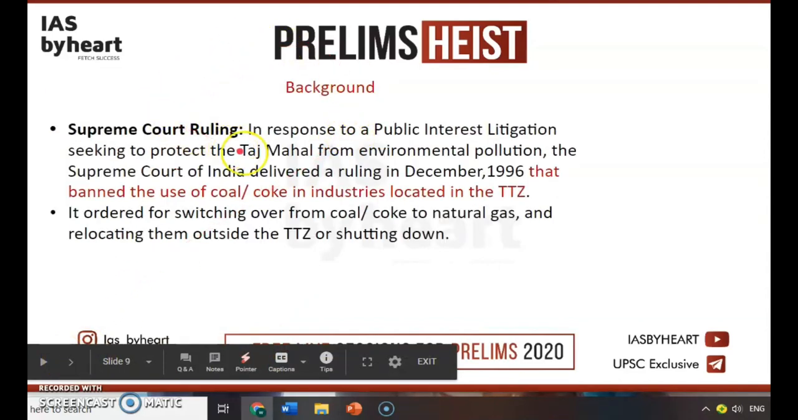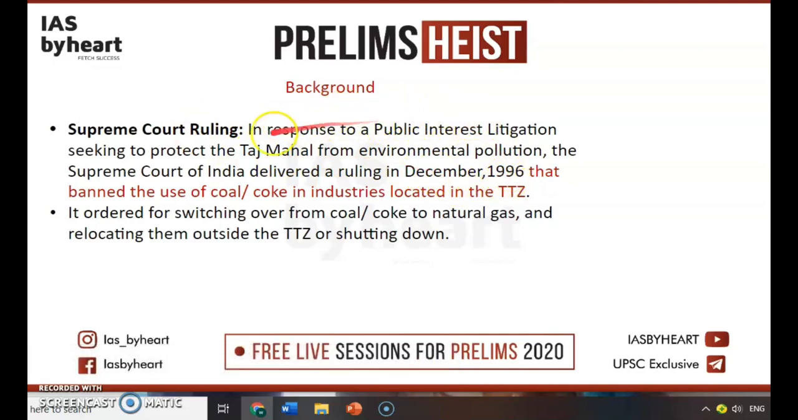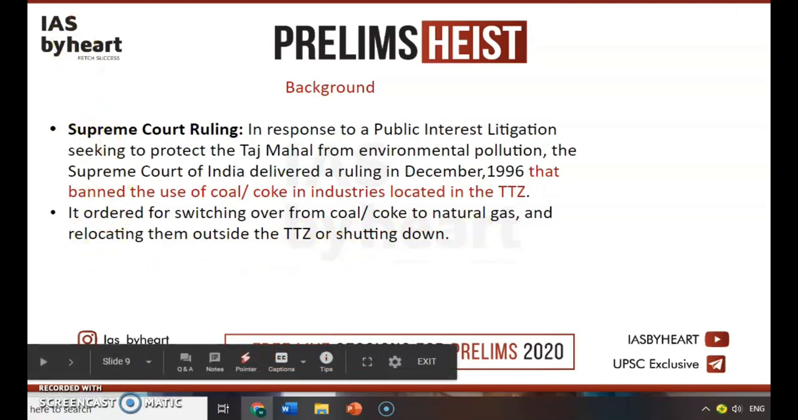In this background, in 1996 there was a PIL. This PIL was to protect the Taj Mahal from environmental pollution, because in that area the usage of coal and coke in industries is huge. So in order to avoid this, in 1996 a PIL was placed before our Supreme Court. In that order, the Supreme Court ordered industries to switch over from coal and coke to natural gas, and to relocate outside the TTEZ or shut down.